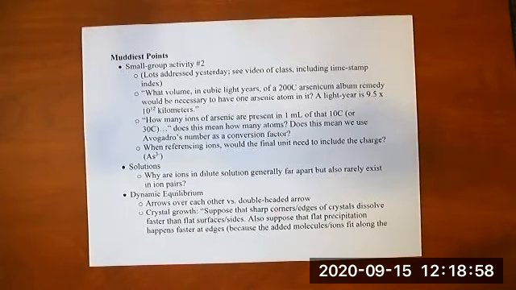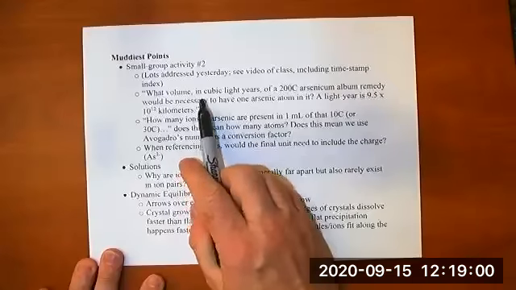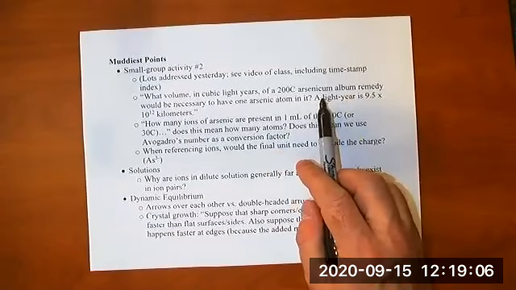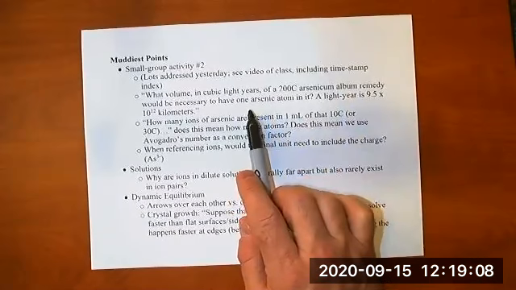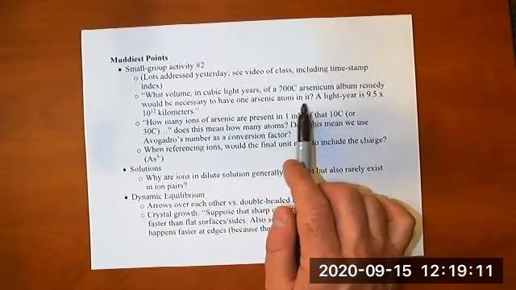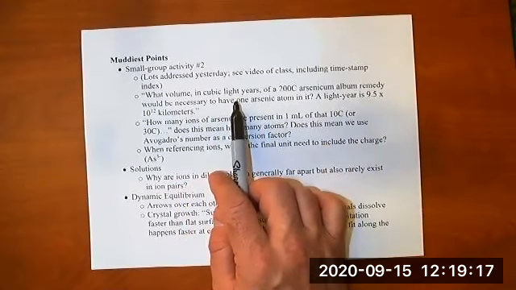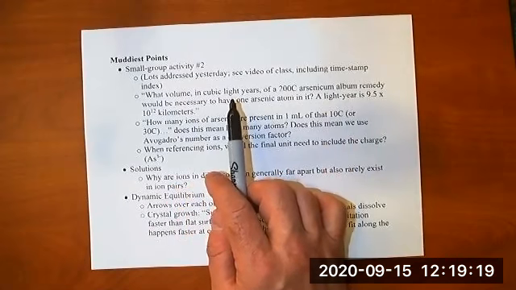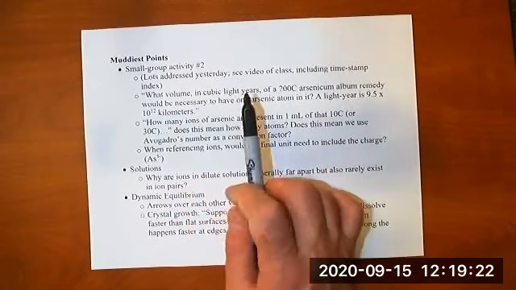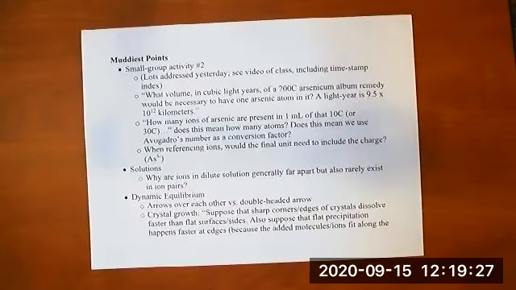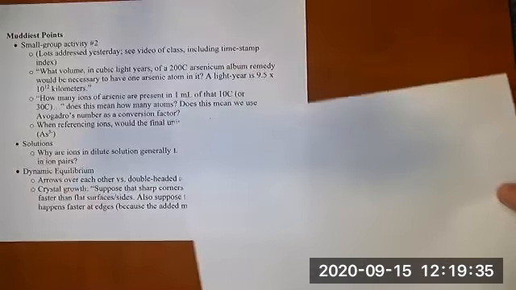The first one here was looking at the question about the 200C Arsenicum album remedy and how large a volume you need to have a single arsenic atom in it, and suggesting that it would make sense to put this in units of cubic light years, which is kind of frightening if you think about it, but that's kind of the point of the activity. And then I give you the length of a light year. So this is very simply a dimensional analysis problem.